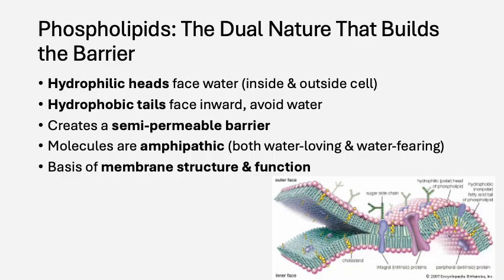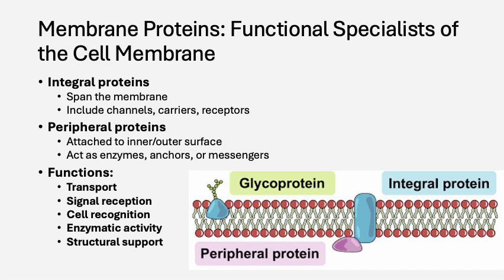Each molecule has a hydrophilic head that interacts easily with the water and hydrophobic tails that avoid water. When placed in a watery environment, these molecules naturally arrange themselves into a bilayer. This arrangement creates a semi-permeable barrier that blocks some substances while allowing others to pass. Proteins embedded in the cell membrane carry out many of the membrane's most important functions.